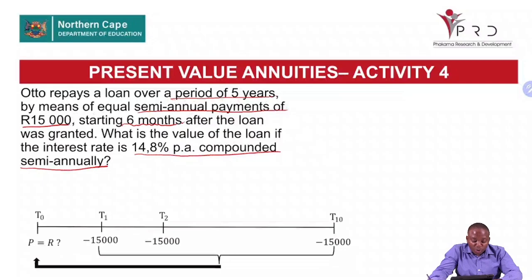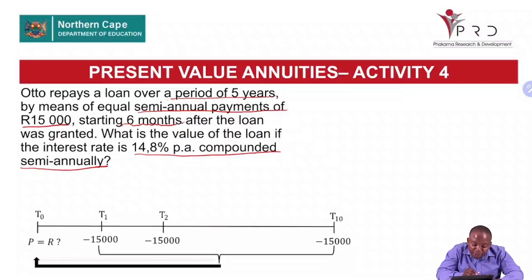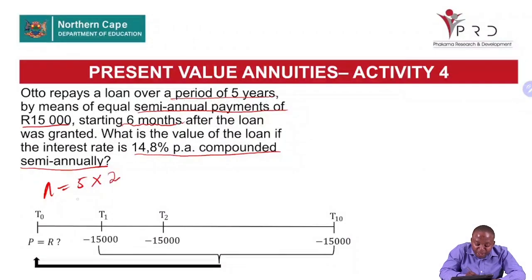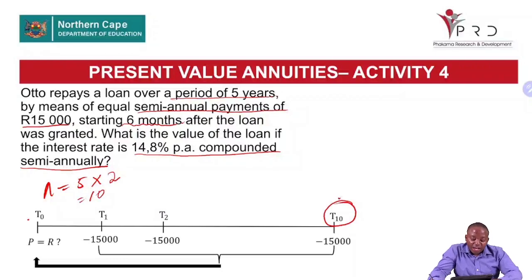So what do we do? We are told that Auto repays a loan over a period of 5 years. So N, we have 5 multiplied by the compounding period. What is the compounding period in this case? It is semi-annual. Semi-annual means multiplied by 2. So 5 times 2 gives us 10. So we are going from T0 up to T10. Now, starting 6 months after the loan was granted, that's our normal gap, because one semi-annual period is 6 months.